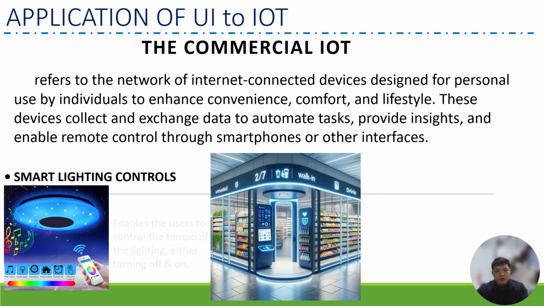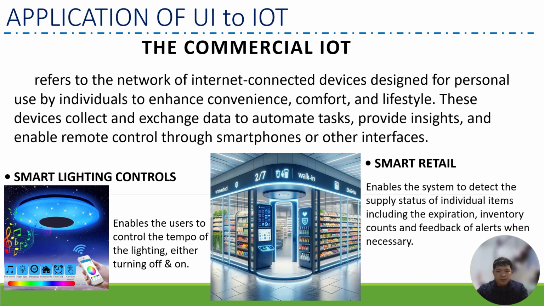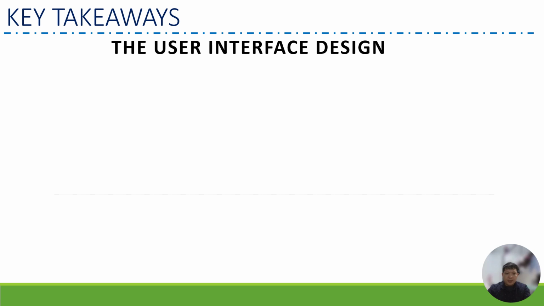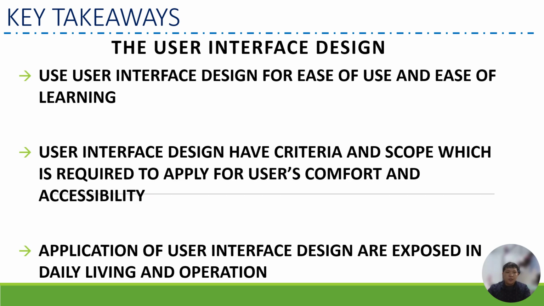Okay, the smart lighting controls enable the users to control the tempo of the lighting, as mentioned, and the smart retail enables the system to detect the supply, the individual inventory, and the expiration. So for the takeaways, use user interface design for ease of use and ease of learning. User interface should be designed to provide user comfort and accessibility, and applications of user interface are exposed in daily living and operation. Thank you.